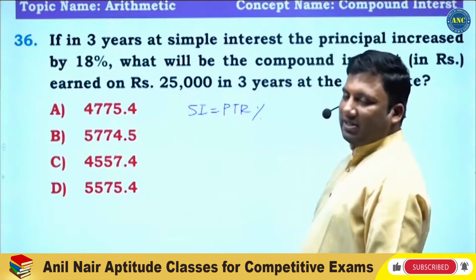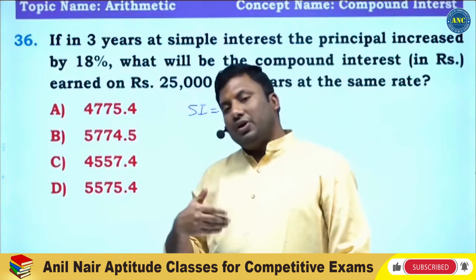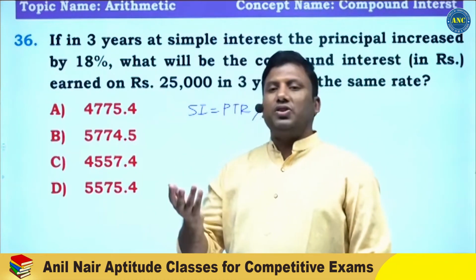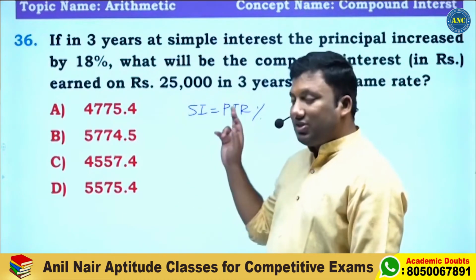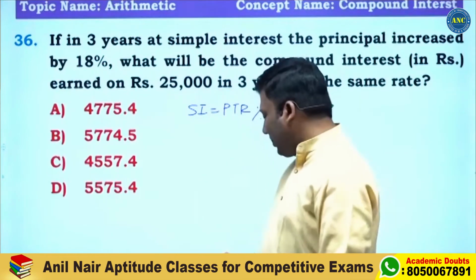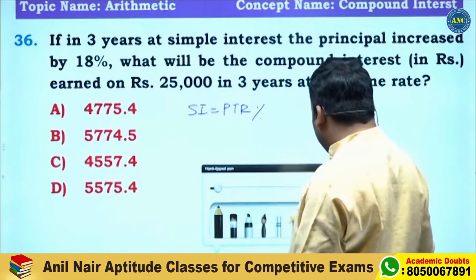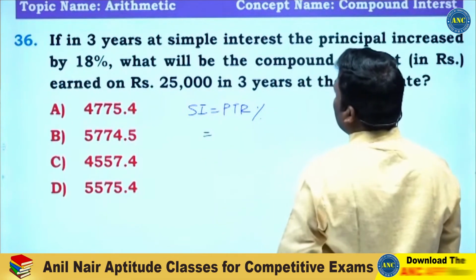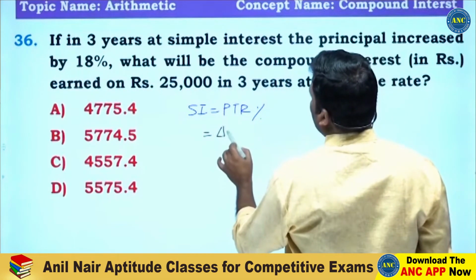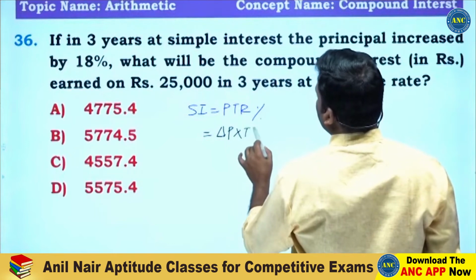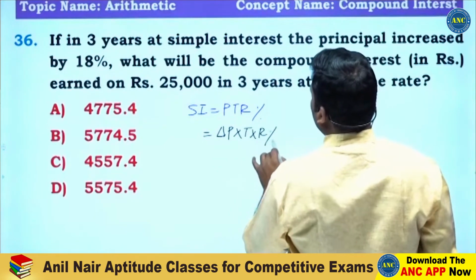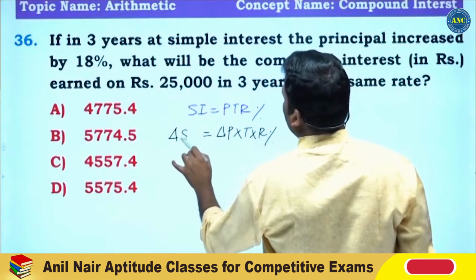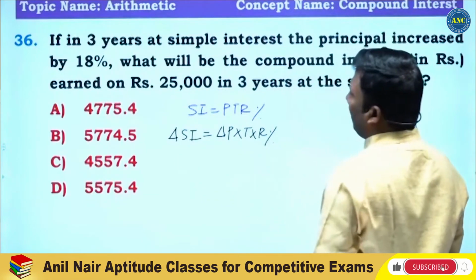SI is PTR percentage. If the sum which I took increases, the interest which I have to give also increases. That means if the principal is increasing, SI will increase.